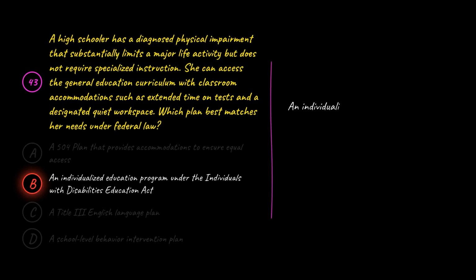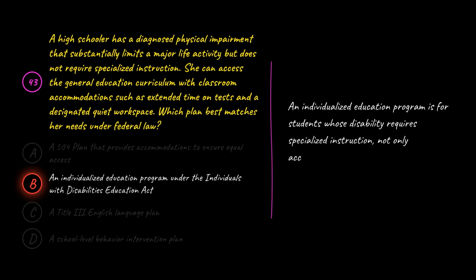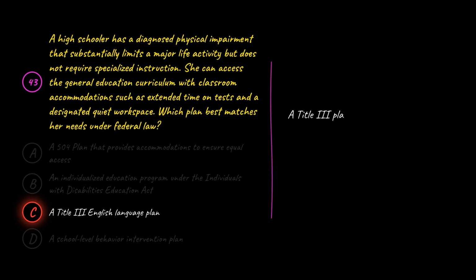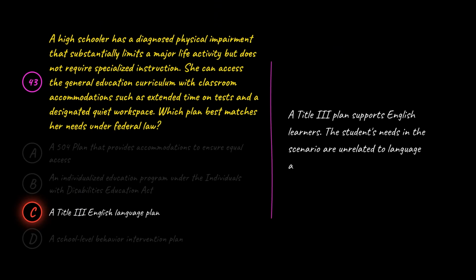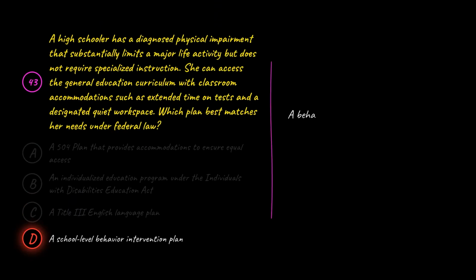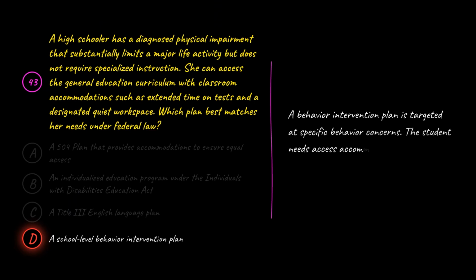B is wrong because an individualized education program is for students whose disability requires specialized instruction, not only accommodations. The student does not require specialized instruction here. C is wrong because a Title III plan supports English learners. The student's needs in this scenario are unrelated to language acquisition. D is wrong because a behavior intervention plan is targeted at specific behavior concerns. The student needs access accommodations, not behavior management.